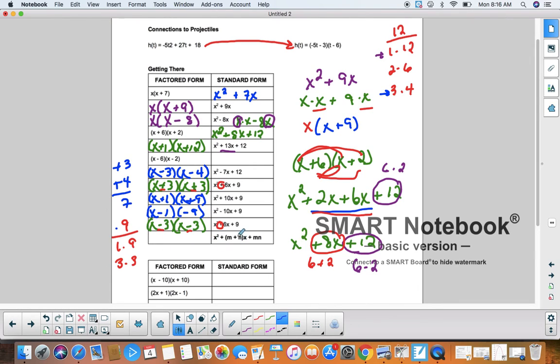All right, and so down here is just a generic rule. I'm looking for 2 numbers here that will multiply to give me this last constant, or C value. I'm looking for those same 2 numbers to either add or subtract to give me this middle term.